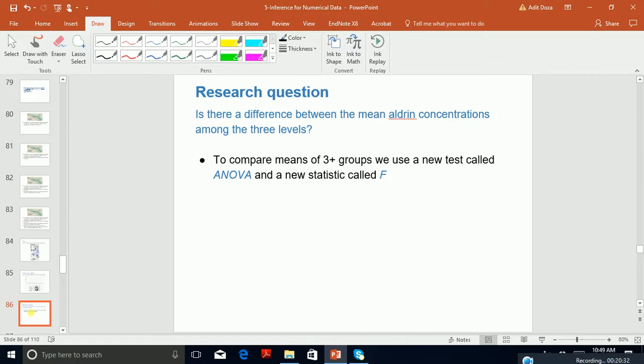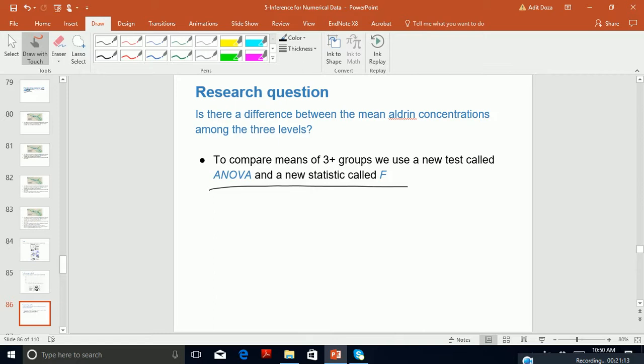Definitely, if you are looking at the data, there is a difference. So how do we actually test this? To compare means of three groups, we use a new test called ANOVA and a new statistic called the F statistic. Okay, the F test statistic is always used when we are dealing with multiple groups. All right. When we are comparing only null and alternative, it's just a single difference, right? Now the difference is between three groups: lower level, mid path, and the surface.